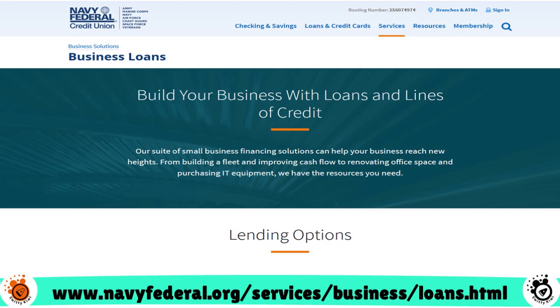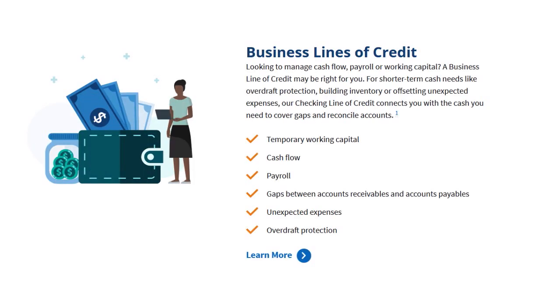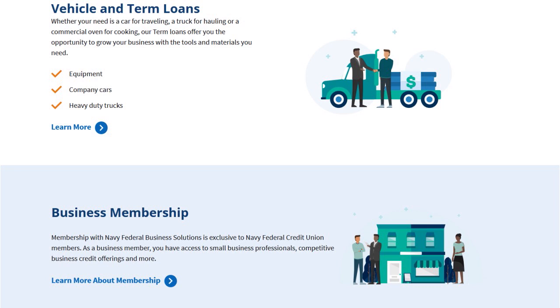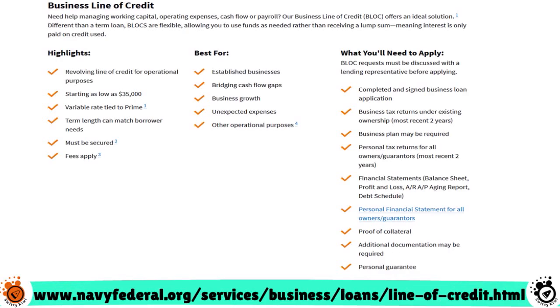And once you click on that, you'll have three options. So you have real estate loans, business lines of credit, and vehicle and term loans. You want to click on business lines of credit. This is where you have information about Navy Fed's business term loans and lines of credit. And the application for a business line of credit is identical to that of a business term loan. And here is what you will need to apply.